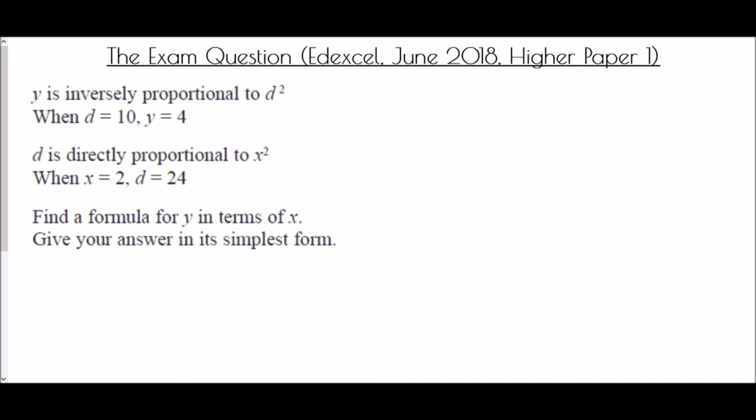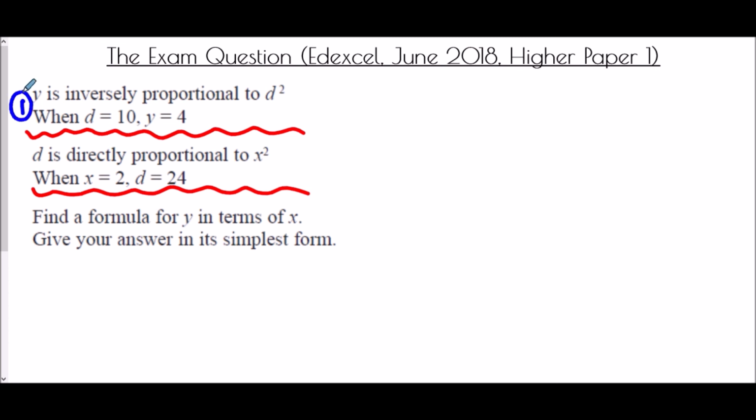So what I'm going to do here is I'm going to break this question down into 3 pieces. You'll notice that the question has been set out that way. There is a gap and then another gap. That is an indication that there are 3 little stages that you're going to have to go through. And so I'm going to go with the first stage. Y is inversely proportional to d squared.